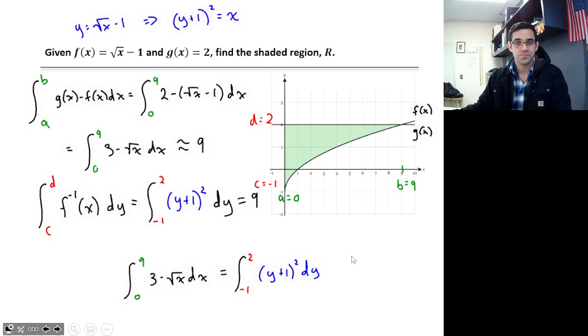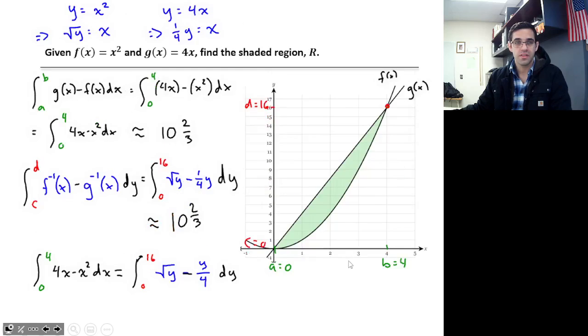One more example. So if I want to integrate this one with respect to x, I can really easily see from the graph our a and b values are 0 to 4. Our top function is g of x, our bottom function is f of x. So integrating from x values a to b of g of x minus f of x with respect to x would give us the area between the curves. So integrating from 0 to 4, 4x minus x squared with respect to x, we would get about 10 2/3. Let's check that out.